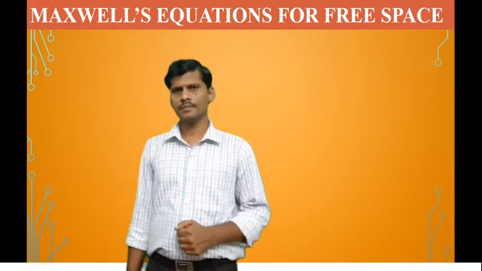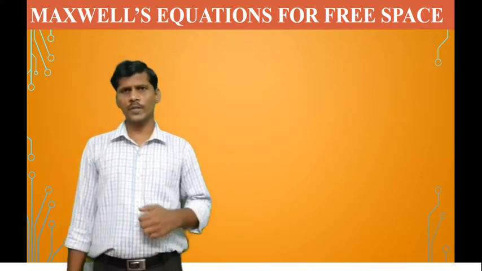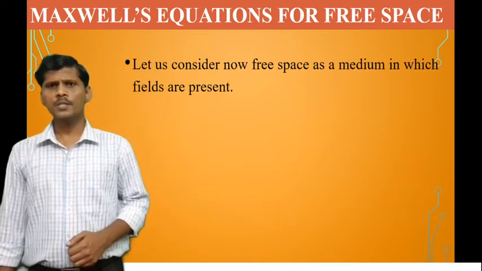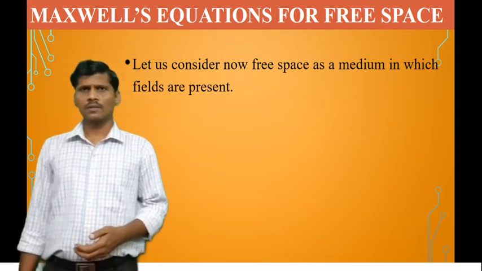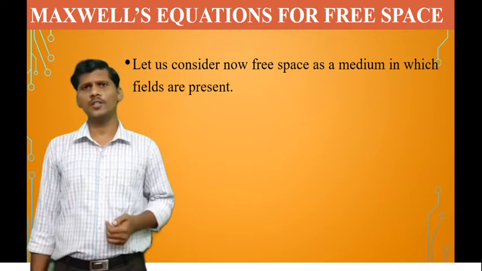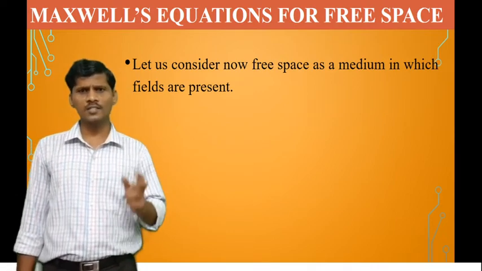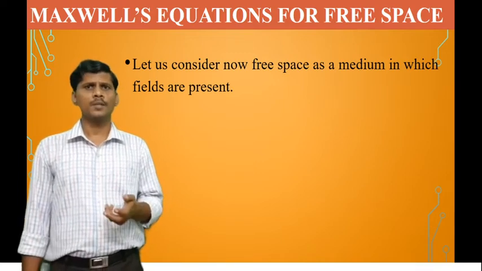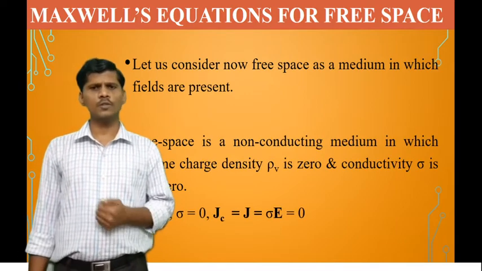Next, we are going to discuss Maxwell's equations for free space. For free space, there is no conductivity of the material, there is no volume charge density, and there is no conduction current density. So let us consider the medium is free space. For free space, the permittivity epsilon is equal to epsilon naught and the permeability mu is equal to mu naught.